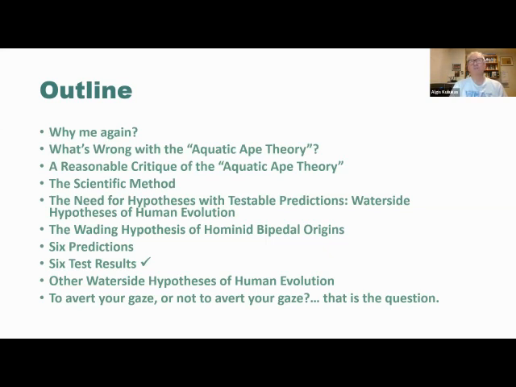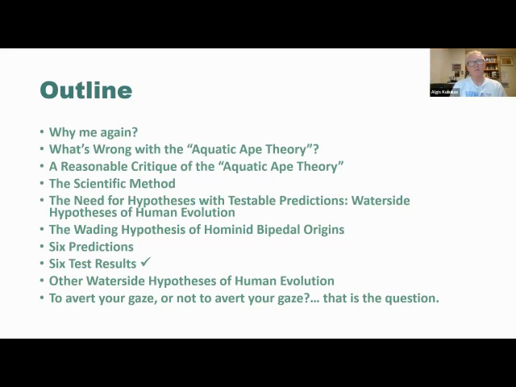I'm going to start talking about what's wrong with the aquatic ape theory in the early days, or what might be wrong with it. One of the reasonable critiques of the theory, which I believe was reasonable, is that in the early days it didn't use the scientific method. So why do we need to do that? Basically, that's what I've tried to do in my time looking at this idea. When I returned to academia, that's really what I wanted to do.